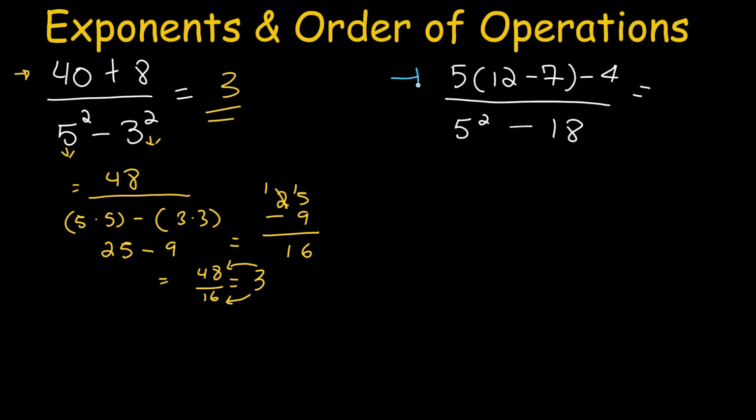Right, the next problem, let's start in the numerator, then we'll move to the denominator, or we can simultaneously solve slowly these two. So let's start with the numerator. We need to solve the parentheses first before we distribute. Okay, so let's solve the parentheses first. So that will be 5, and 12 minus 7 will be 5. And let's write minus 4. And now let's go ahead and do the denominators.